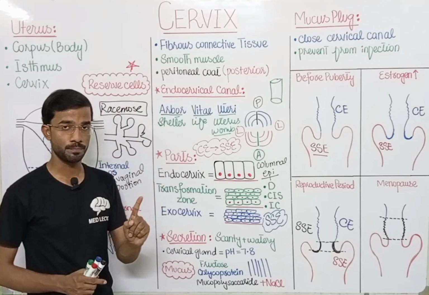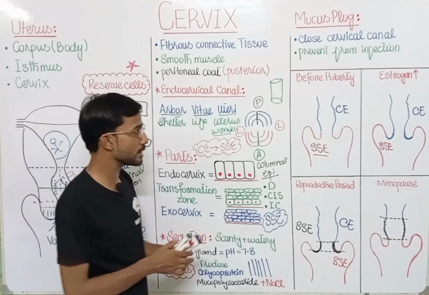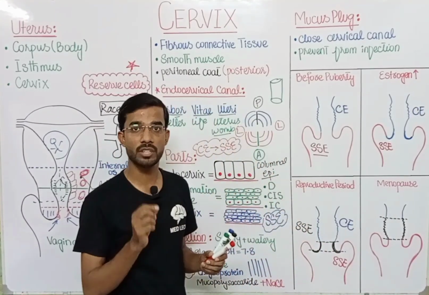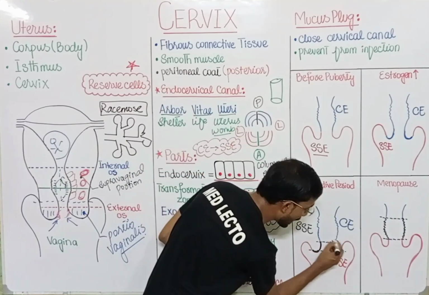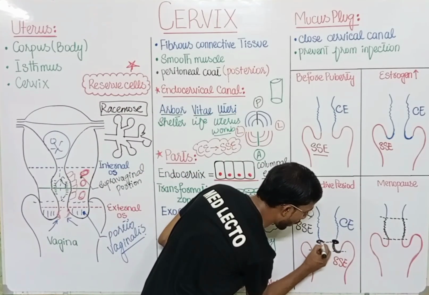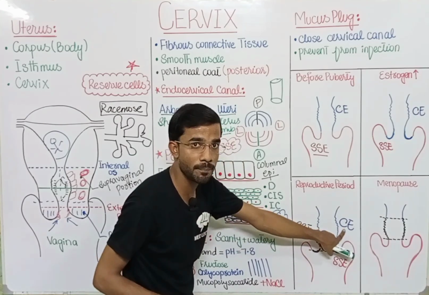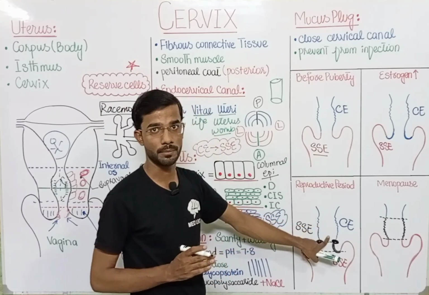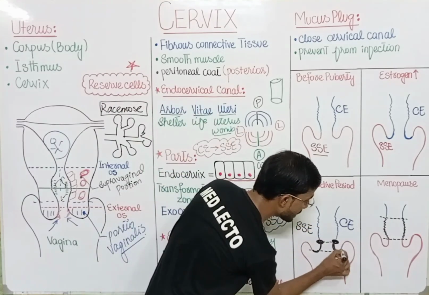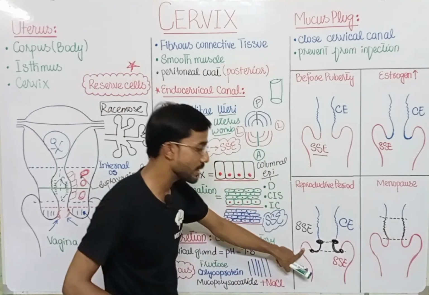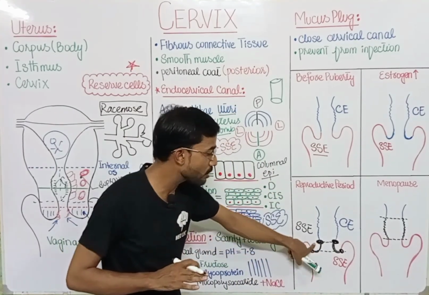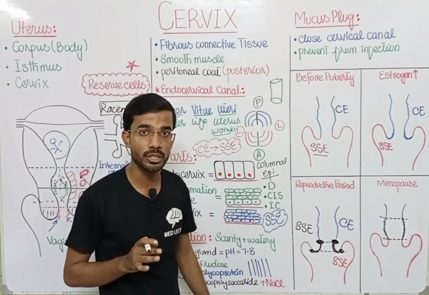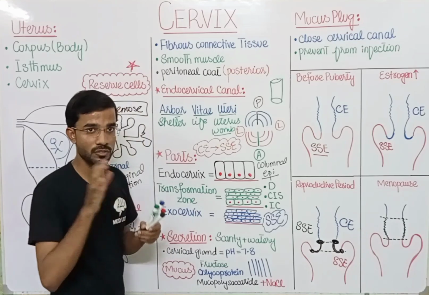Another most important thing: here is the columnar, and in the transformation zone you will see the stratified. So here is a junction at this point. Above you will see the columnar, next is the stratified. This junction is called the squamo-columnar junction. But on the outside you see the stratified squamous epithelium, and in the transformation zone you again see the stratified. So that is called the squamous junction. This is very important.